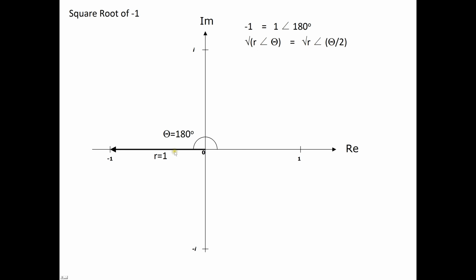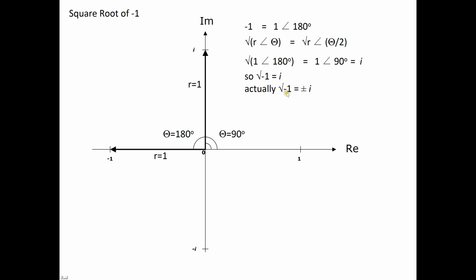So let's substitute in the value of the number we want the square root of, minus 1. The square root of minus 1, which is the square root of 1 angle 180 degrees, would be the square root of the magnitude, which is 1, and the angle of 180 degrees over 2, which would be 90 degrees, which is actually i. So a magnitude of 1 and an angle of 90 degrees. So the square root of minus 1 is i.